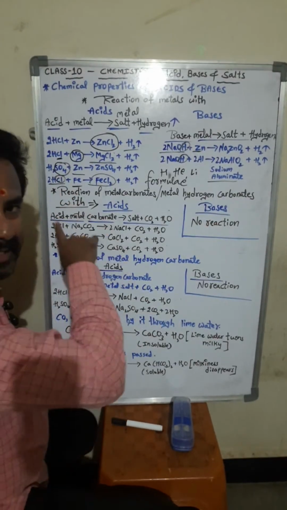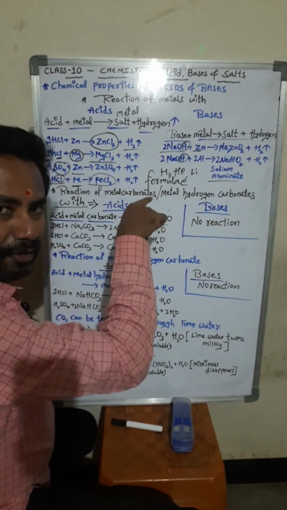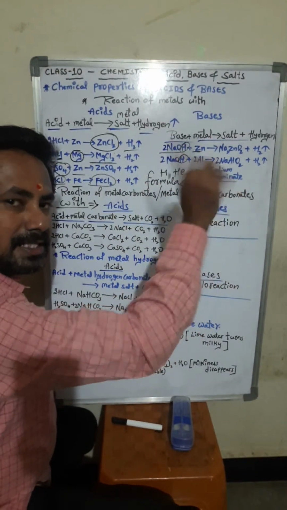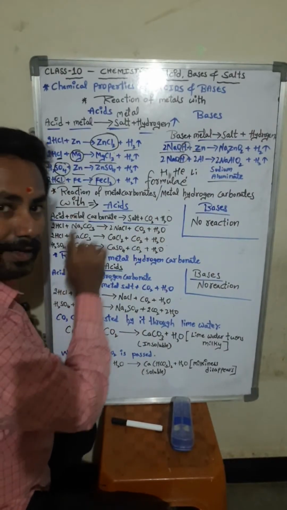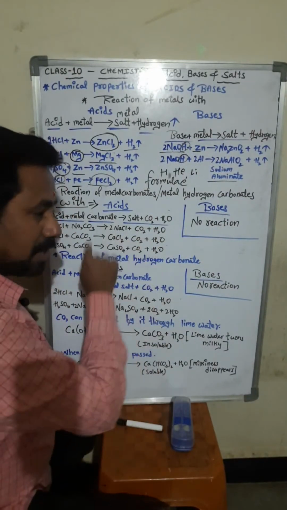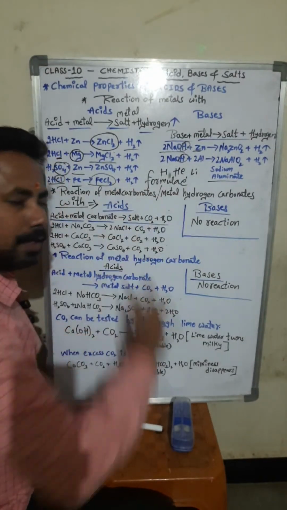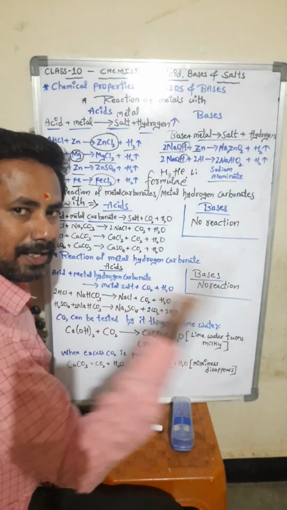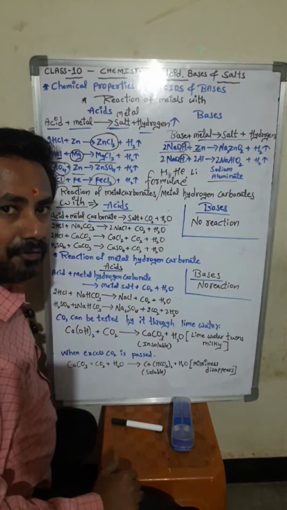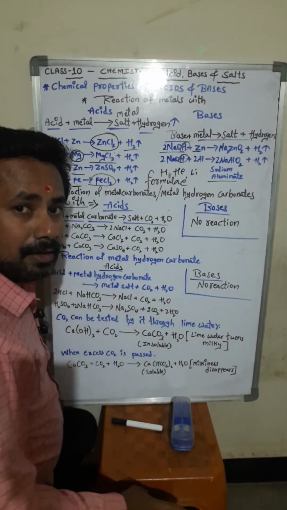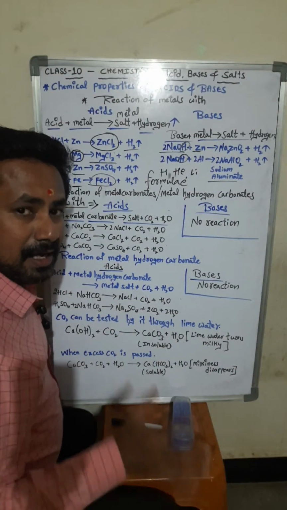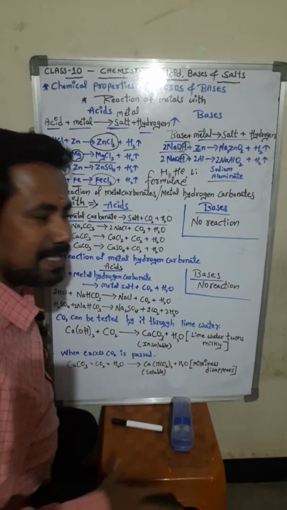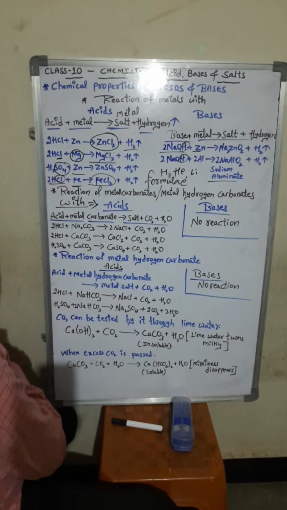Acid reacts with metals: salt plus hydrogen gas. Base reacts with metal: salt plus hydrogen gas. Acid reacting with metal carbonates: salt plus carbon dioxide plus water. Carbon dioxide gas is also releasing, water is also forming, and salt is also forming. When acid reacts with metal carbonates, let us see which are the metal carbonates. Some examples I have taken. Let us see the first one, HCl.